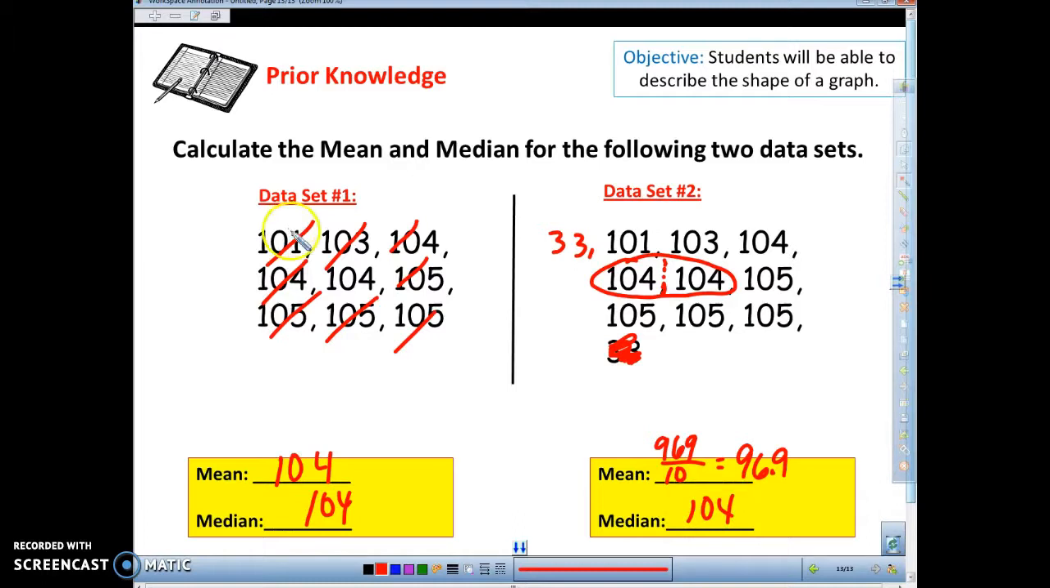I am hoping we set this up so that you see how just adding one number, a value like that, can affect the mean, but notice the median didn't really change. And today we are talking about the shape of a graph and the shape of data sets.